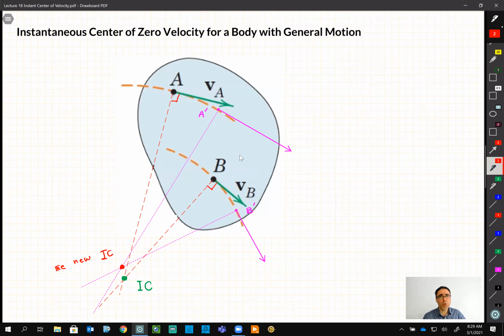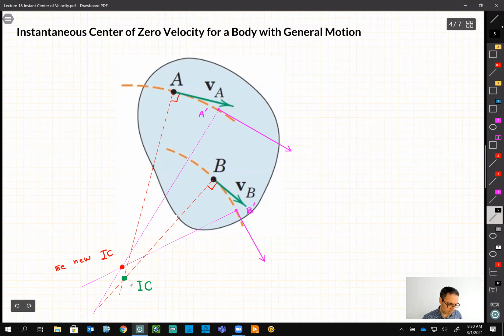It's an imaginary point that we can imagine, for a very short period of time, that the whole body is being pinned to the ground at this point IC, but this point IC keeps moving, as you saw in this example. Okay, hope it's clear, because that's the foundation for the rest of the lecture. If it is clear for you guys, now let's have this general motion in one example.